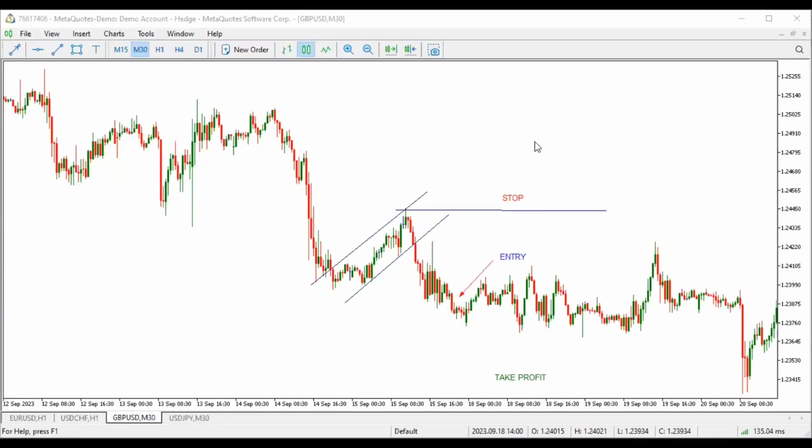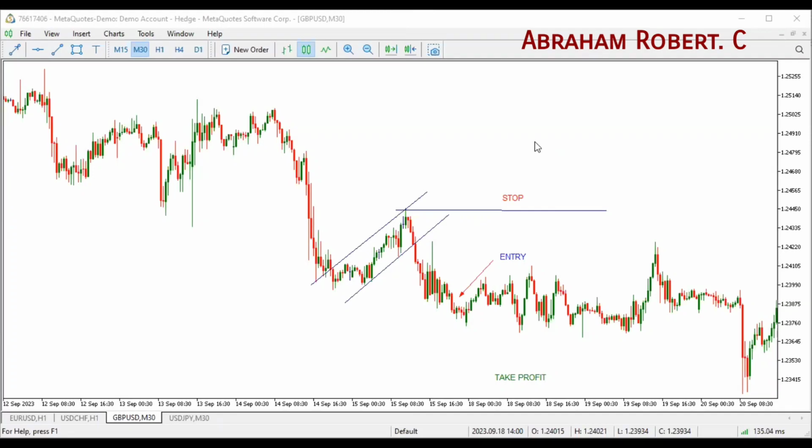All right, welcome to another Forex session. In this session, we'll be looking at the flag pattern. We have two types of flag pattern, the bearish and the bullish flag pattern. We'll be looking at the bearish flag pattern in this lecture. Next lecture, we'll be looking at the bullish flag pattern.